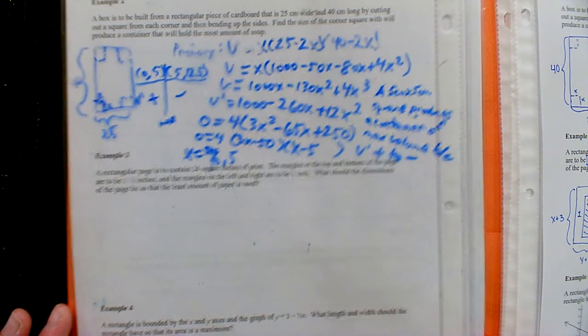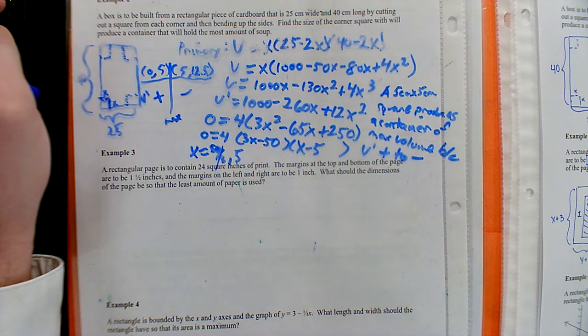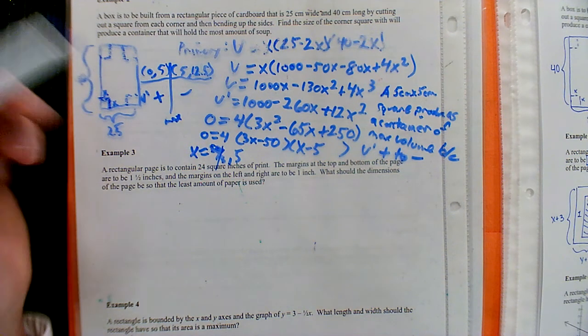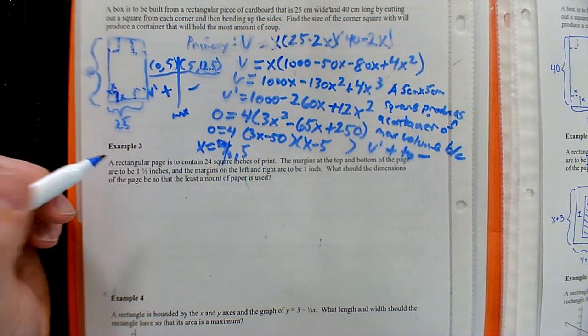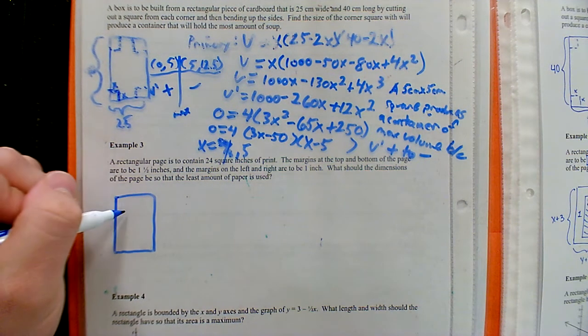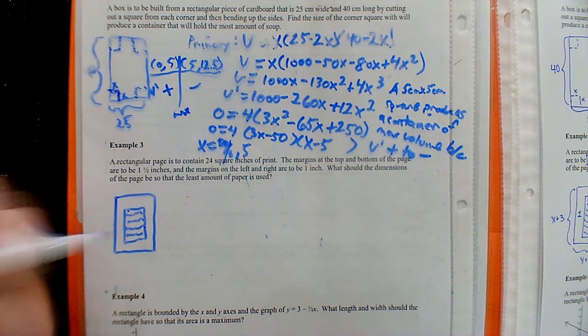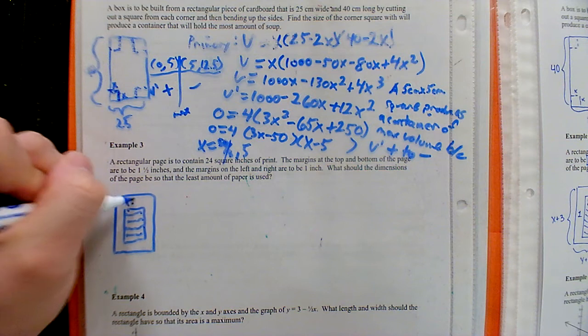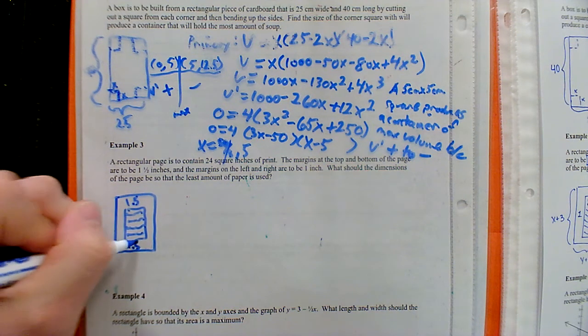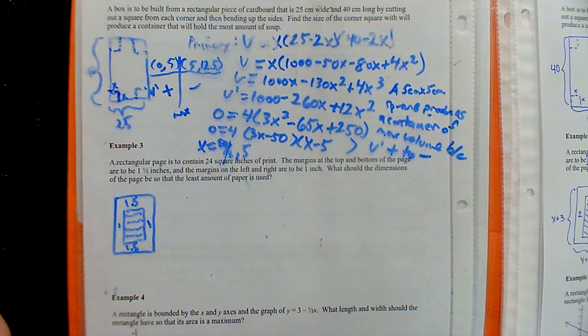Example 3, we have a rectangular page that's containing 24 square inches of print. The margins at the top and bottom are 1.5. The margins on the left and right are 1 inch. What should the dimensions of the page be so the least amount of paper is used? So let's just start with the picture to help us out. So we know we're going to have some page. And we know within this page, we're going to have text written on the page. The margin on the top is 1.5. Margin on the bottom is 1.5. Margin on the left is 1. Margin on the right is 1.